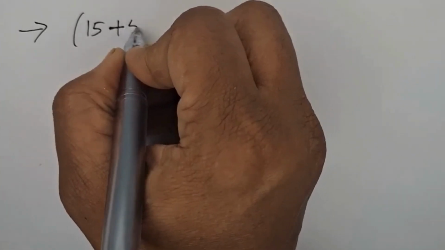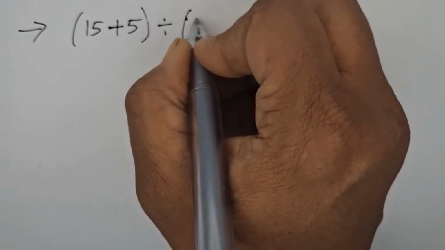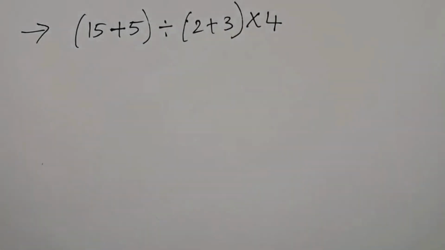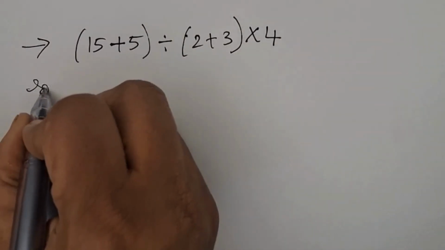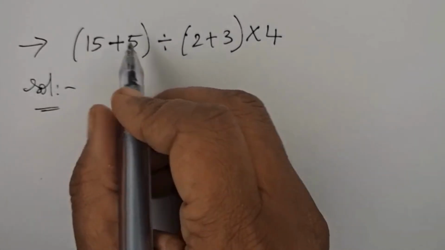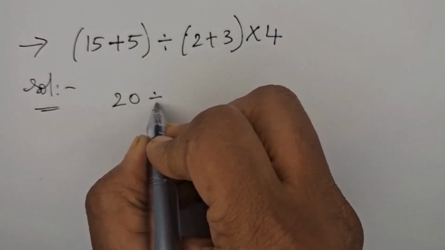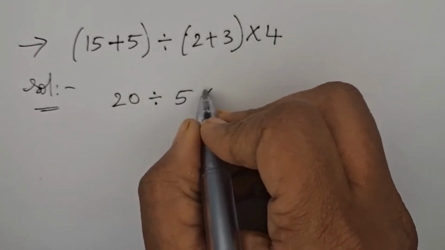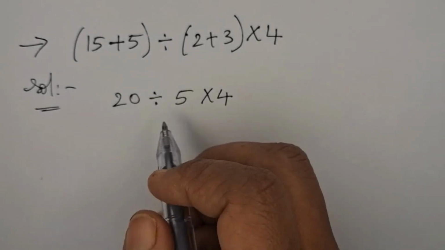15 plus 5 divided by 2 plus 3 into 4. First we have to solve in the brackets one. So 15 plus 5 is 20, divided by symbol as it is. 2 plus 3 is 5 into 4. The next is 20 divided by 5.